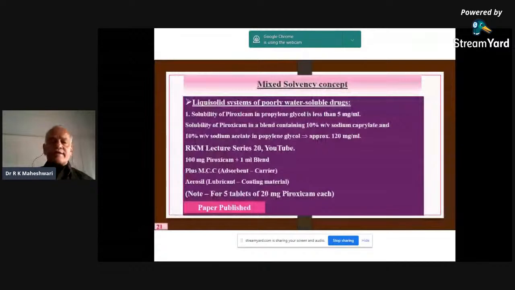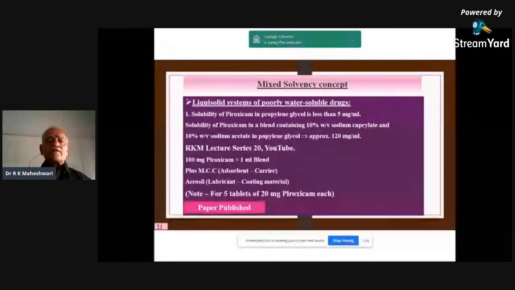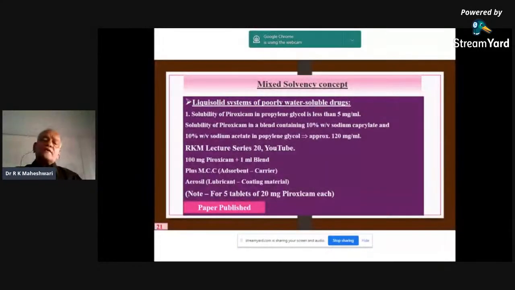Now, the mixed solvency concept for liquid solid systems. We can make liquid solid systems which are similar to solid dispersions. Number 1, the solubility of piroxicam in propylene glycol is less than 5 milligram per ml, and the dose of piroxicam is about 20 milligram per tablet in the market. So for 20 milligram, you will need about 4 ml of propylene glycol. 4 ml is about 4 gram. Then with adsorbent, about 15 gram or 20 gram in total. So you cannot make a tablet or capsule.